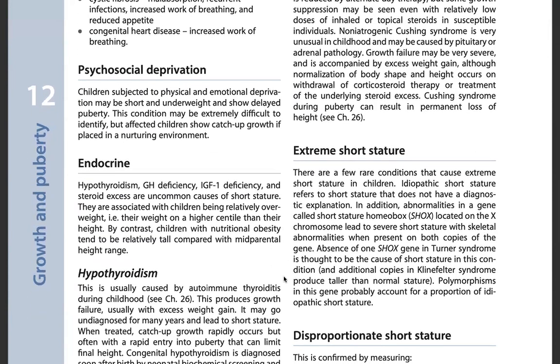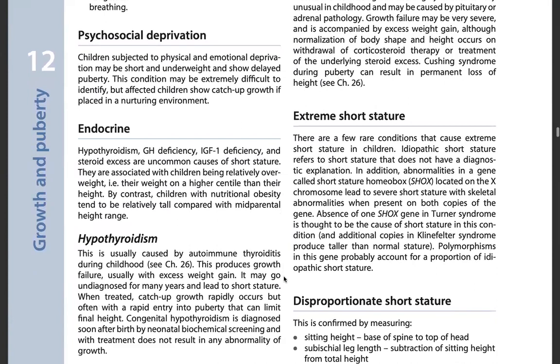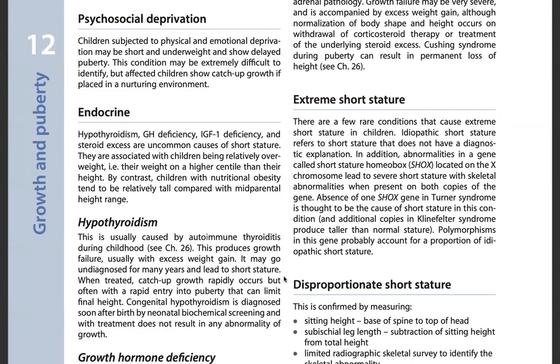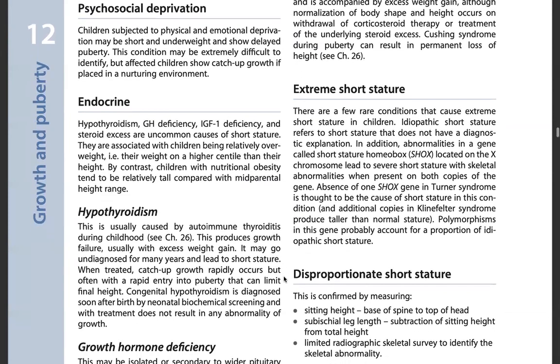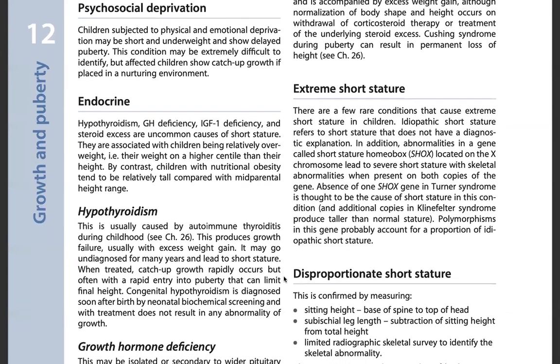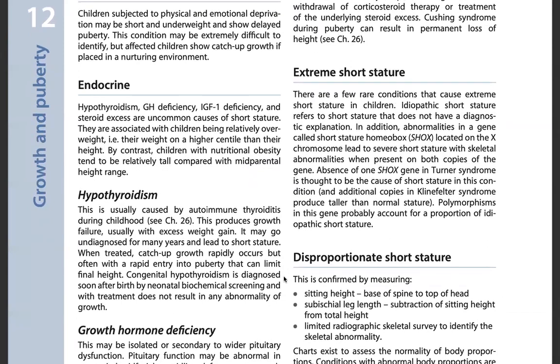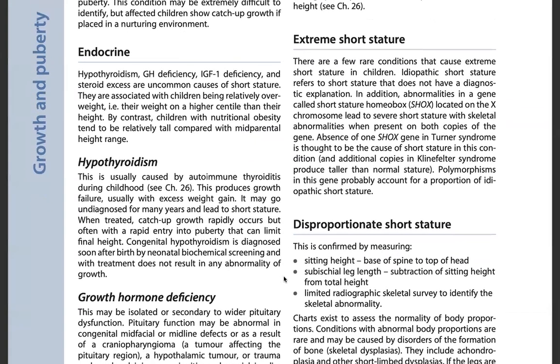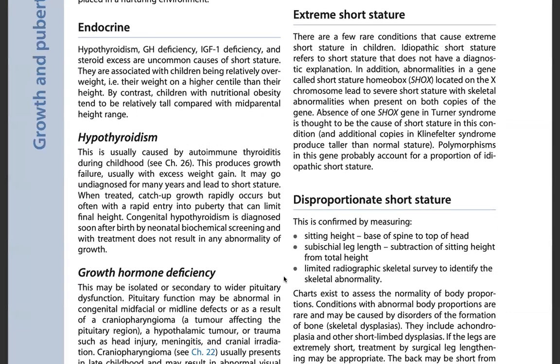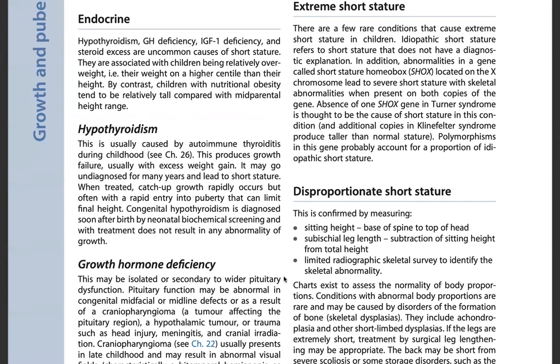Extreme short stature: there are a few rare conditions that cause extreme short stature in children. Idiopathic short stature refers to short stature that does not have a diagnostic explanation. In addition, abnormalities in a gene called short stature homeobox, SHOX, located on the X chromosome, lead to severe short stature and skeletal abnormalities when present on both copies of the gene. Absence of one SHOX gene in Turner syndrome is thought to be the cause of short stature. In Klinefelter syndrome, additional copies produce taller than normal stature. Polymorphism in this gene probably accounts for a proportion of idiopathic short stature.